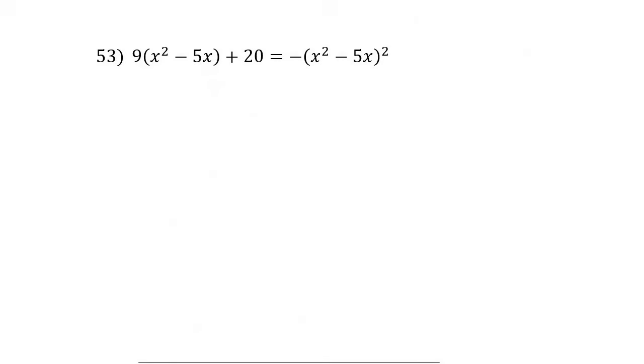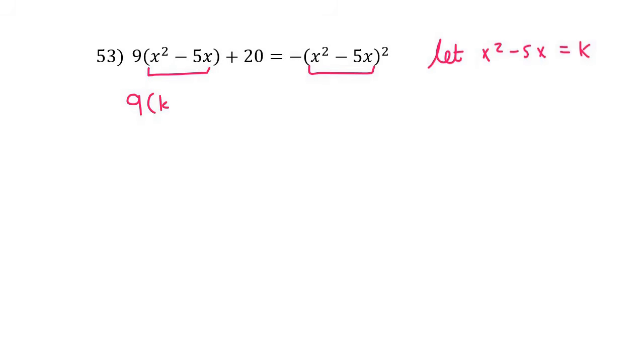Here in number 53, if you had to multiply these two brackets together, you would have ended up with x4. Now that would remind you, oh wait, it's probably the k method. So what we do is we look for anything that's repeating. There it is, and there it is. So we then say let x squared minus 5x equal k, and so we replace that part with k. See what I did? I just replaced it with k. I didn't change any brackets or anything like that.